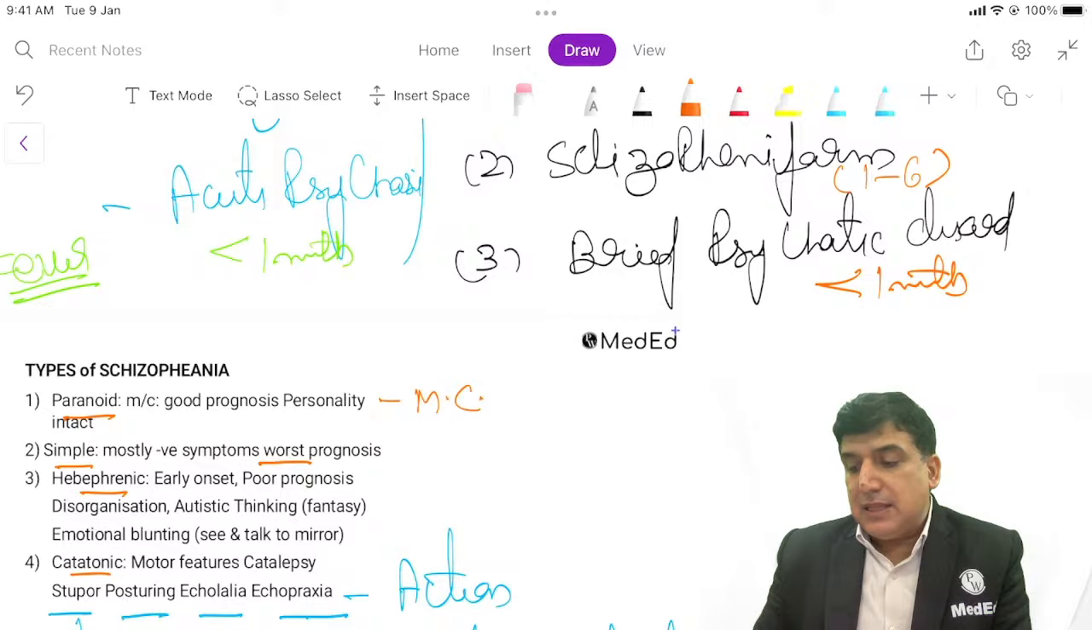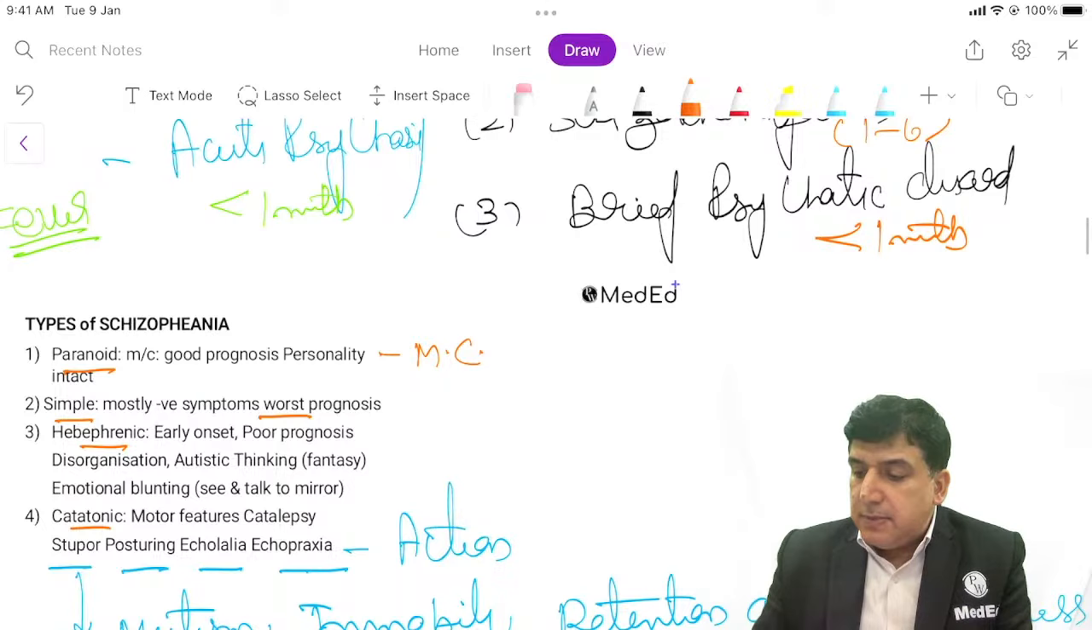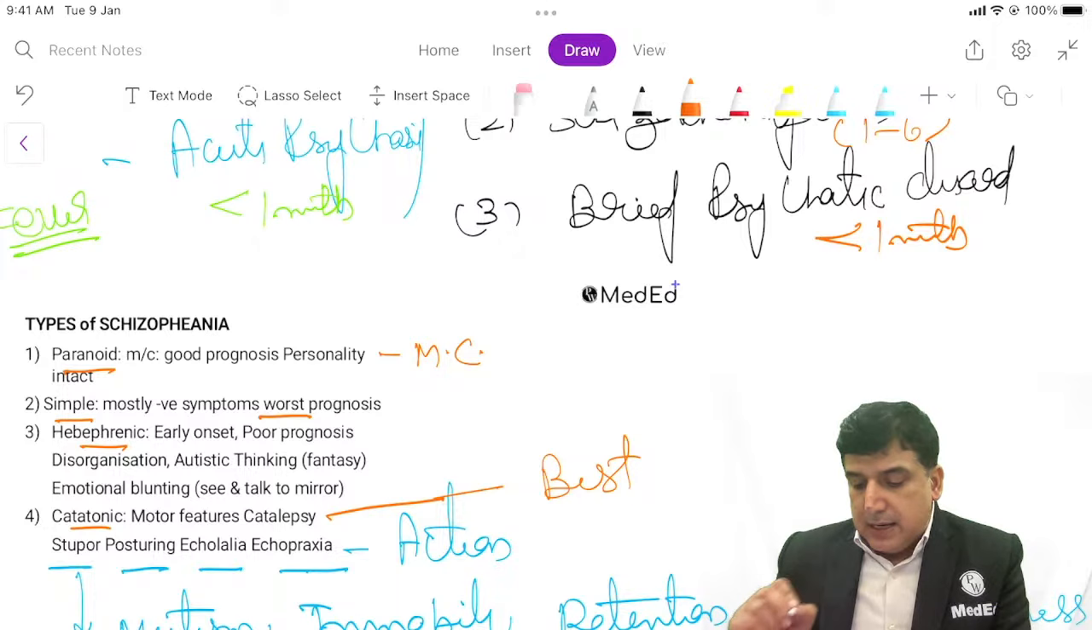So there are 3-4 MCQs. If they ask the most common type, the answer is paranoid. If they say early onset and poor prognosis, the answer is hebephrenic. If they say the worst prognosis, the answer is simple. And if they say the best prognosis, then the answer is what? Catatonic schizophrenia.